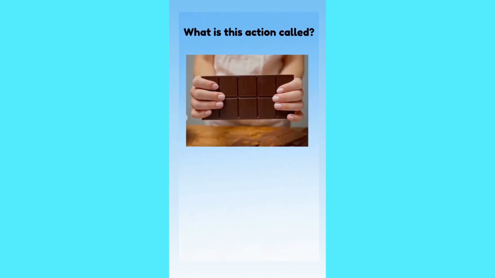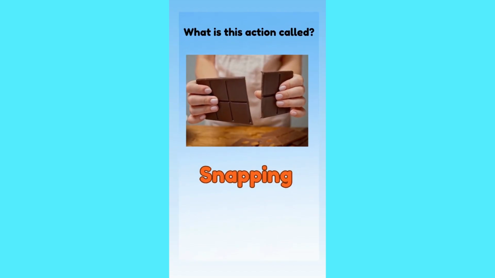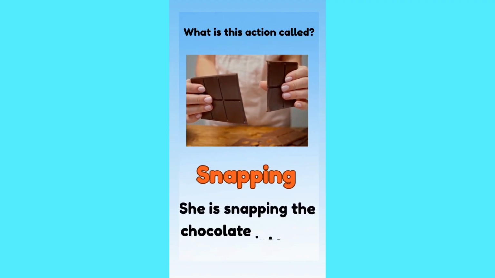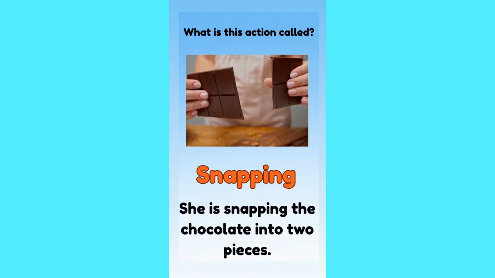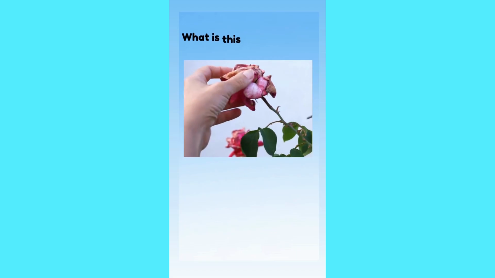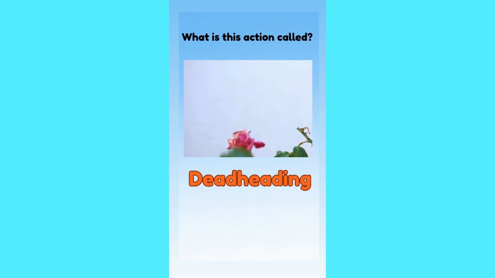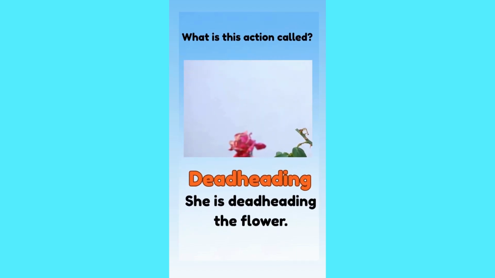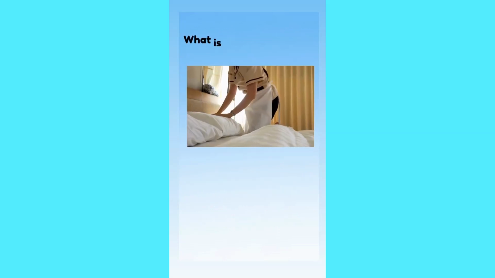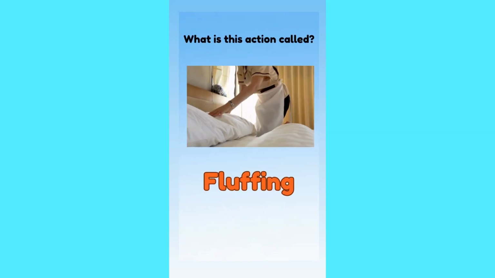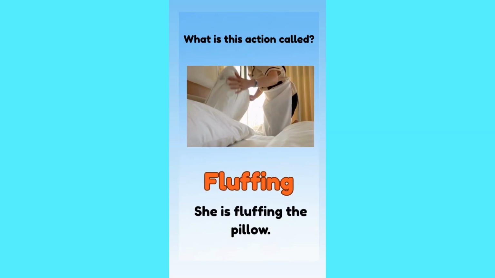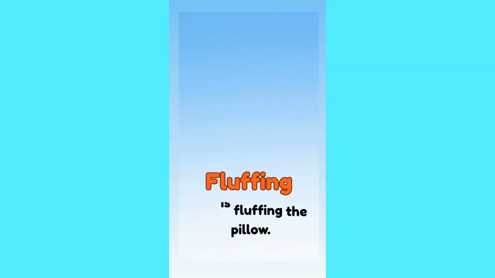What is this action called? Snapping. She is snapping the chocolate into two pieces. What is this action called? Deadheading. She is deadheading the flower. What is this action called? Fluffing. She is fluffing the pillow.